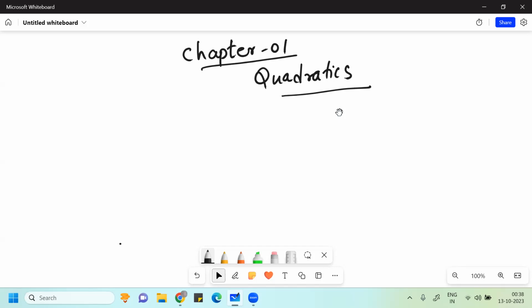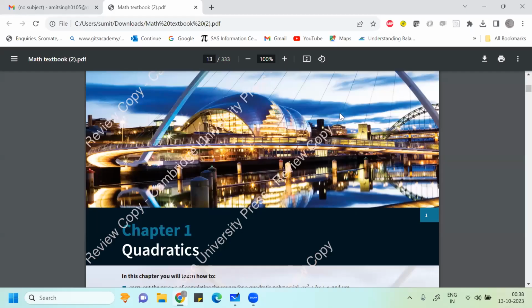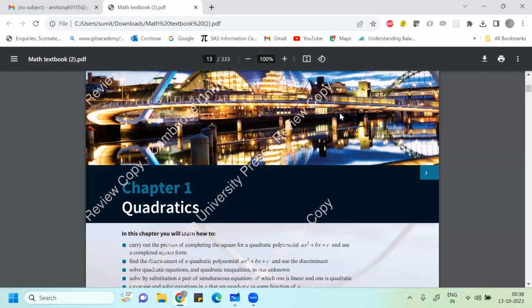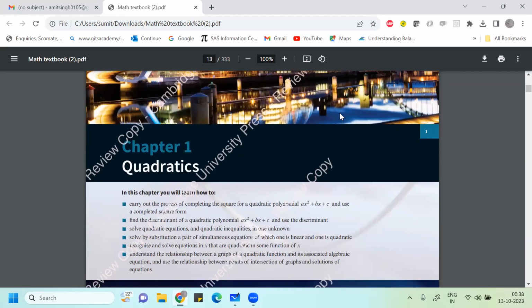So in this session, we're going to introduce the concept of quadratics and try to understand how they are different from linear equations. I believe you have preliminary knowledge about linear equations, and you know that whenever you plot the graph of a linear equation, you'll get a straight line. Now we're going to talk about quadratics.